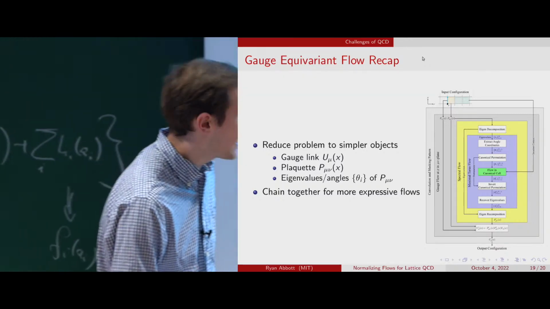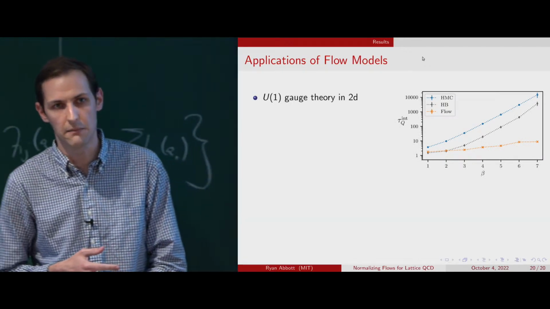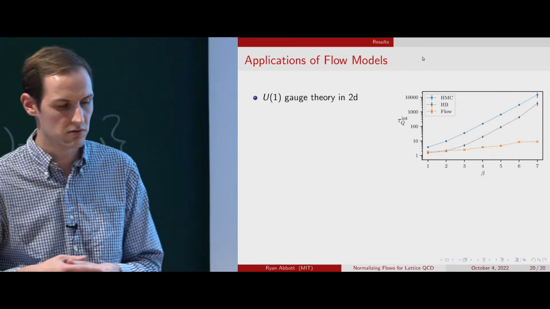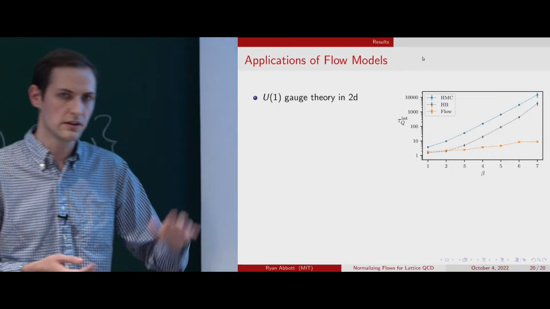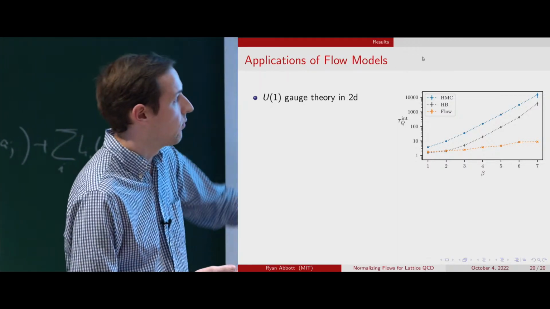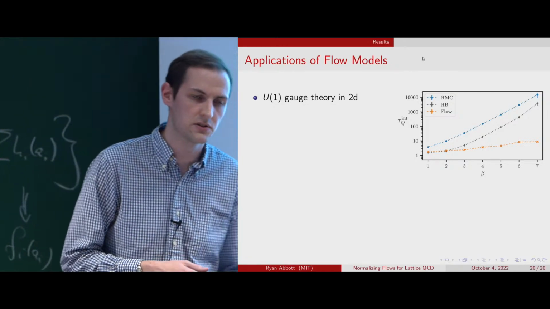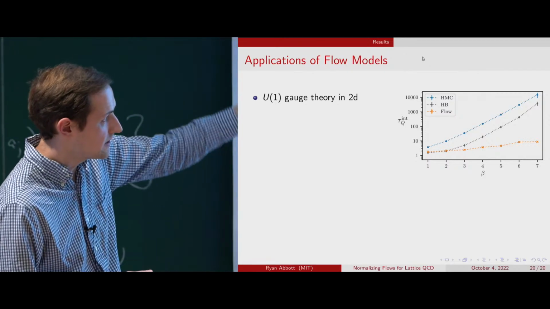So now, given that we have these equivariant flows, what can we do with them? It turns out there are already some interesting results that we've been able to get with these equivariant flows. This is an example of a U(1) gauge theory in 2D, so the gauge group here is U(1). On the y-axis, there is a log scale of the integrated autocorrelation time, so this is an effort-per-sample kind of measure. You can see there are 3 lines here.